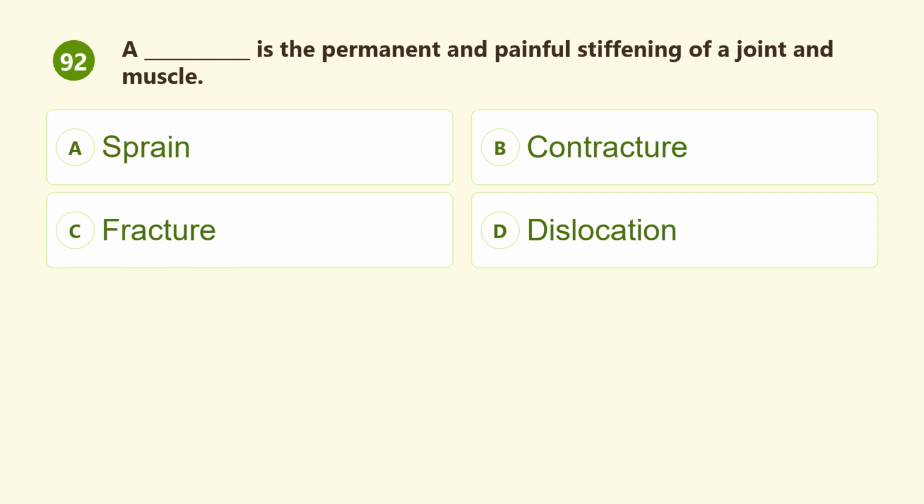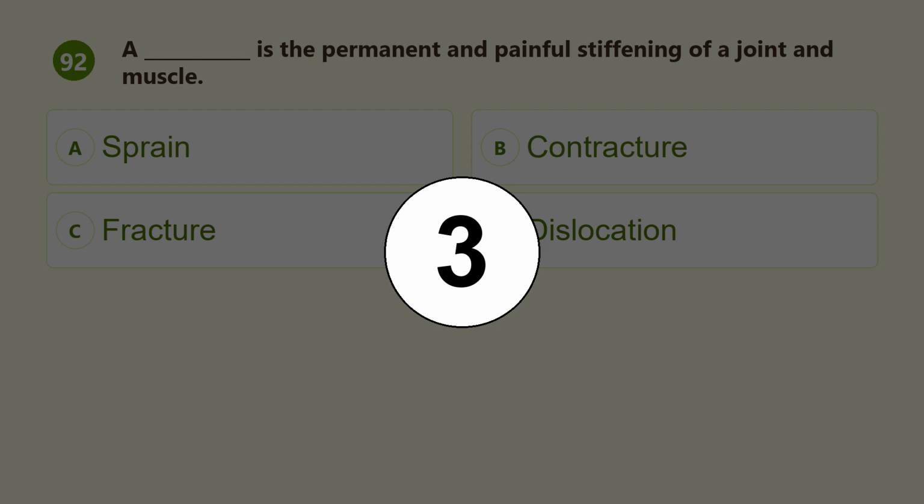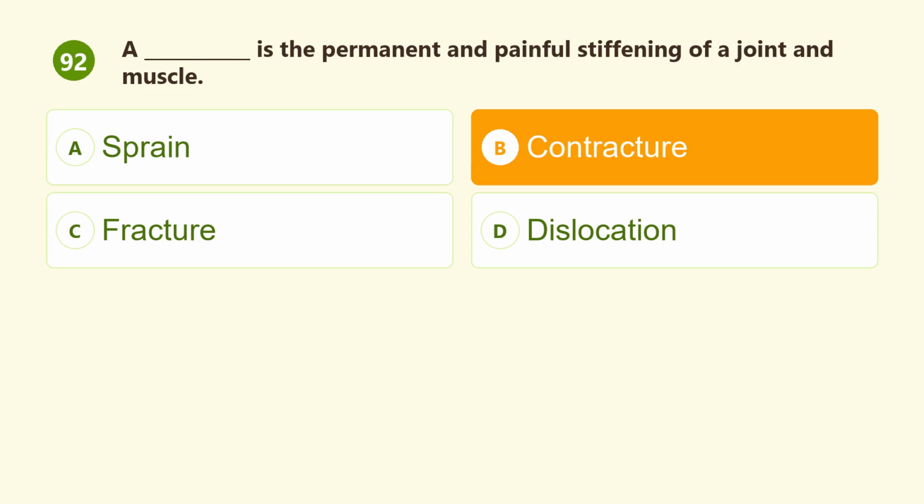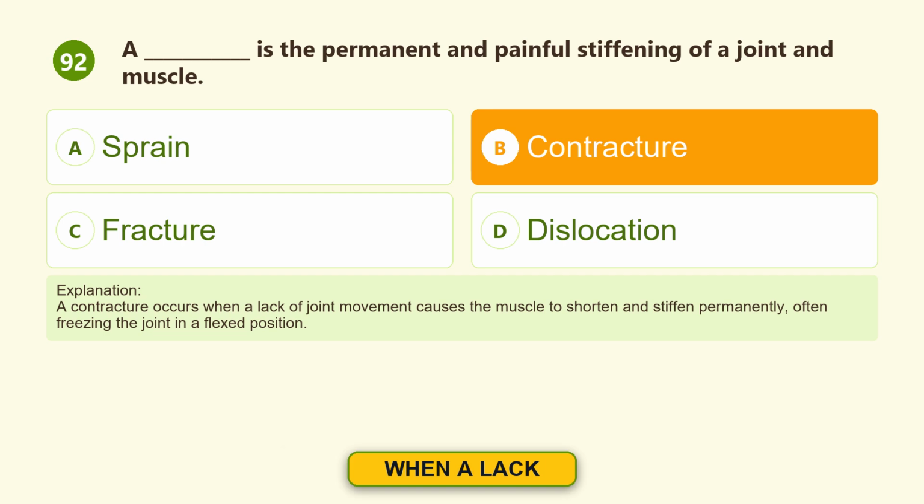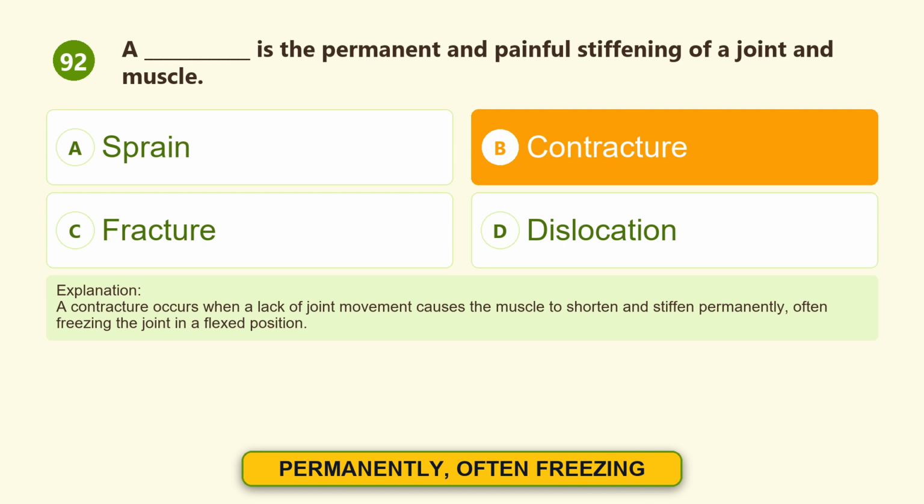Question 92. A blank is the permanent and painful stiffening of a joint and muscle. Option A, sprain. Option B, contracture. Option C, fracture. Option D, dislocation. The correct answer is option B, contracture. A contracture occurs when a lack of joint movement causes the muscle to shorten and stiffen permanently, often freezing the joint in a flexed position.